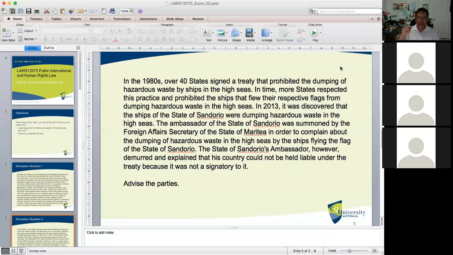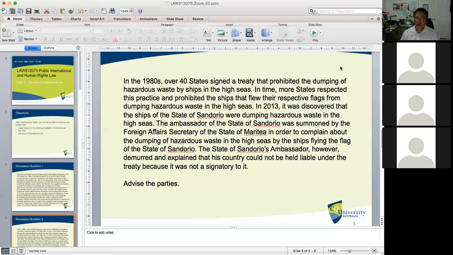Now, you will notice that that question is broader, because by citing the phrase international law, you're actually saying that the source of that legal obligation concerning the prohibition against the dumping of hazardous waste can be because of a treaty, could be because of customary international law, could be because of a general principle of international law.